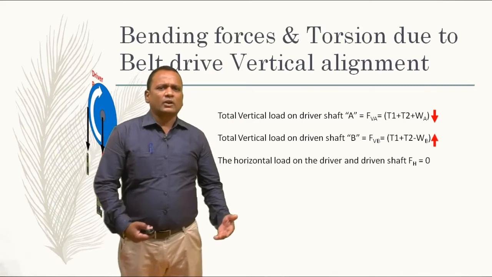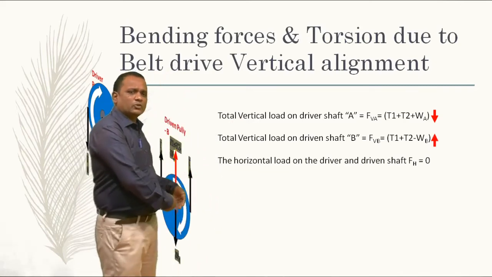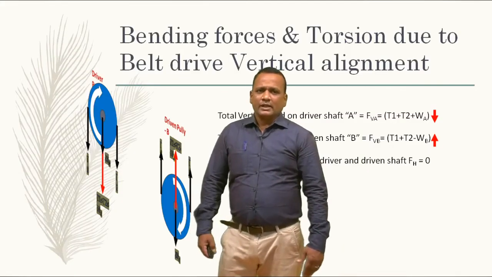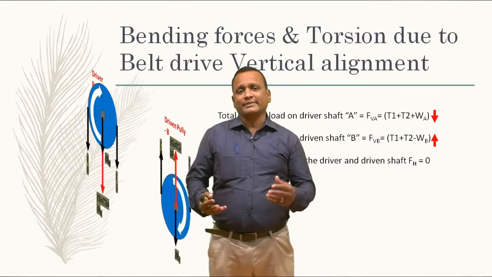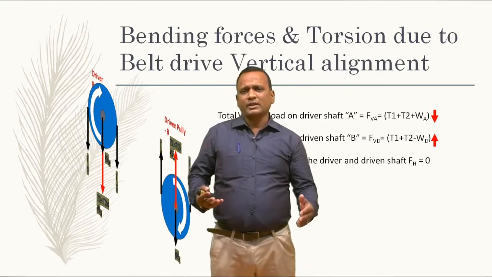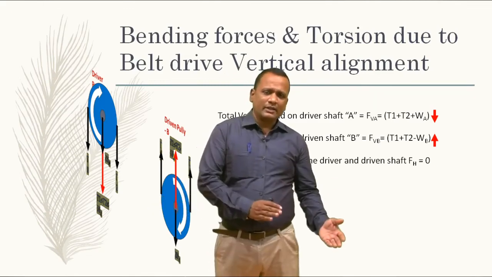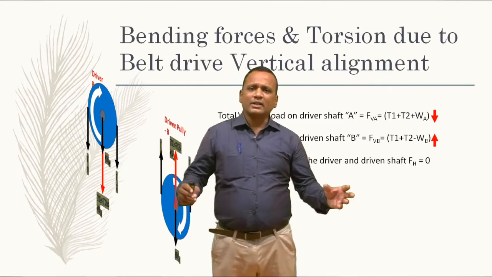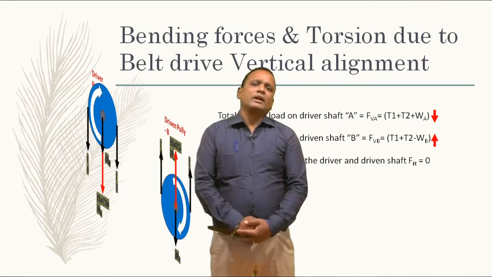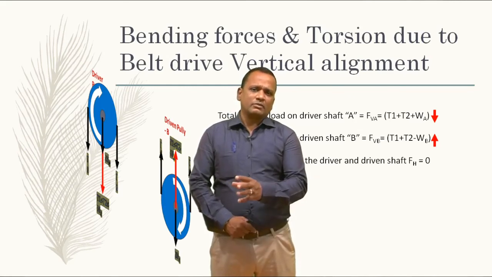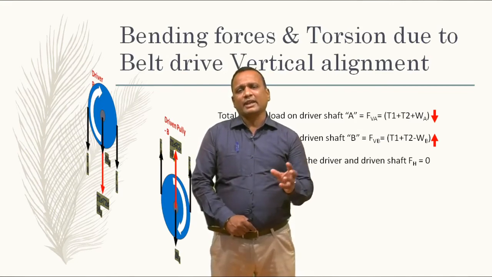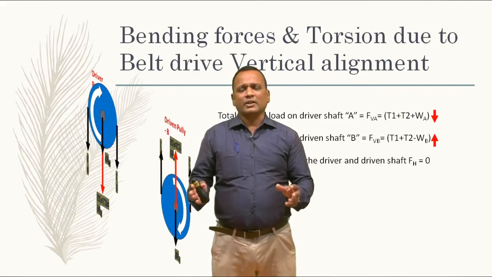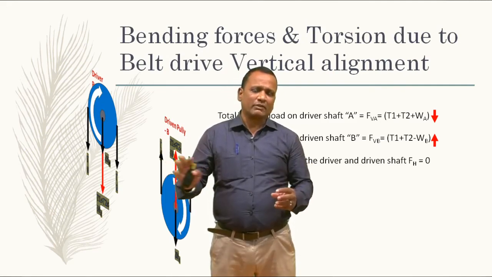The horizontal load on the driver or driven shaft, FH, whether it is A or B, is zero for both. This is how the forces, vertical and horizontal, applied are analyzed, whether it's a gear or a belt, and whether it's aligned horizontally or vertically. In my next video, we will solve some cases on this, where a pulley, belt, or gear has been loaded, and we'll analyze how to design a shaft when the concern is given. Thank you.